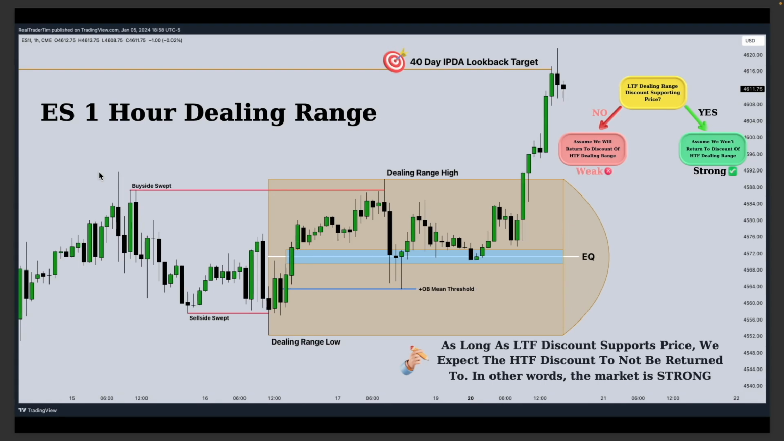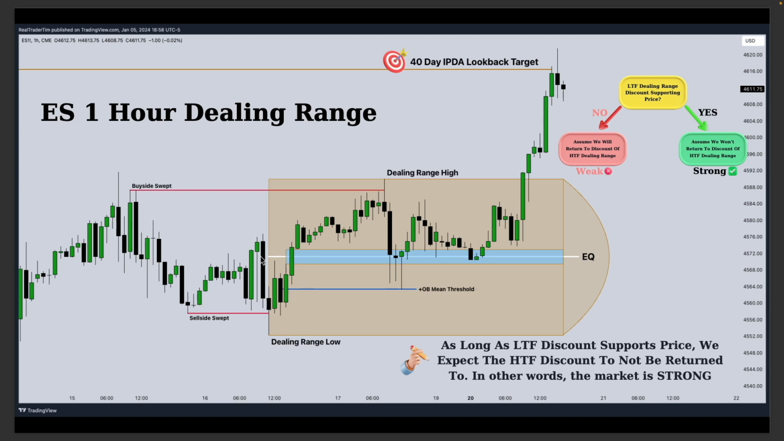So if we're looking at this hourly chart, we have our sell side swept, we have our buy side swept. So we have our dealing range low and our dealing range high. Now, in the upper right-hand corner here, that is our if-then, yes-no statement that we look for when looking at these dealing ranges on multiple time frames. So originally, after identifying this hourly dealing range, our invalidation level is the dealing range low. Our key reference points in a discount of this dealing range are this fair value gap right at equilibrium, this order block's opening price, and mean threshold of this order block.